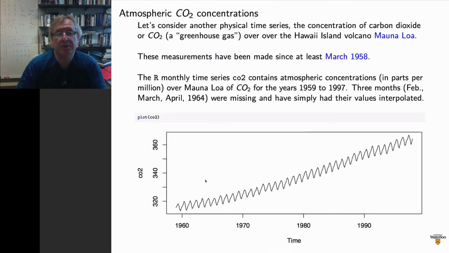And the earthbound series here is carbon dioxide over Hawaii, and this has been measured for some time. We have a few decades of data here. This continues to be measured. There's the amount of carbon dioxide measured in the atmosphere in parts per million over various years and at different times during the year. So for every month we have a measurement going back to March 1958.